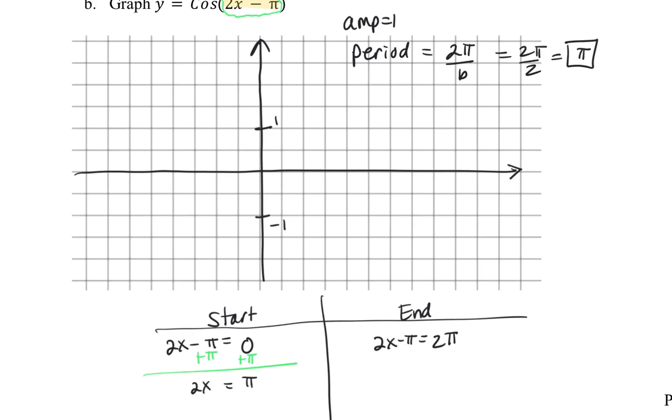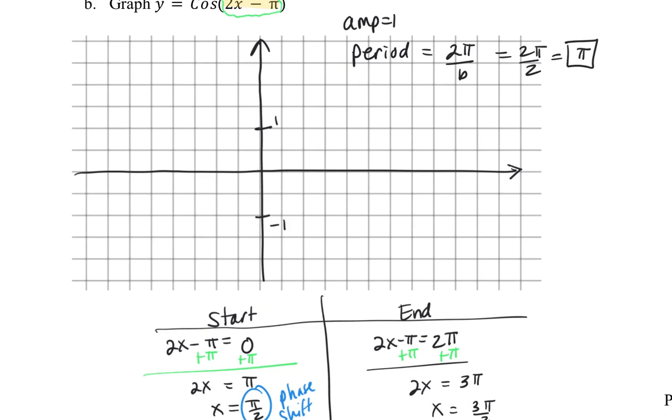So we get 2x equals pi. Dividing by 2, we would get pi over 2. Okay, so that's our new start, which also we can call the phase shift. Okay, and now let's find our new end. We'll add pi to both sides. So we get 2 pi, or 2x is equal to 3 pi. Dividing through by 2, we get 3 pi divided by 2.